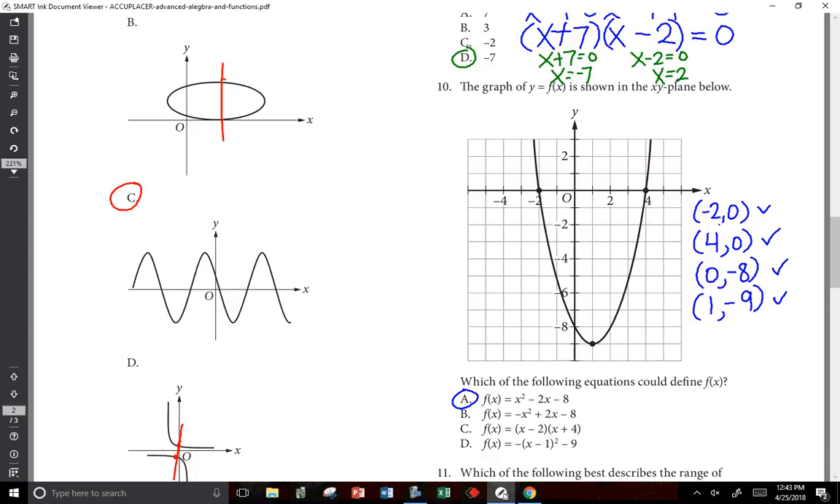Number 11, which of the following best describes the range of y equals -x⁴ plus 7? So do y'all remember domain and range? What variable does domain go with? X. Domain is x's and range is y's, okay? When you're thinking about range, what does the graph do up and down? If they're asking you about domain, then they're asking you what does the graph do side to side? So we're thinking up and down, what's going on with this graph?